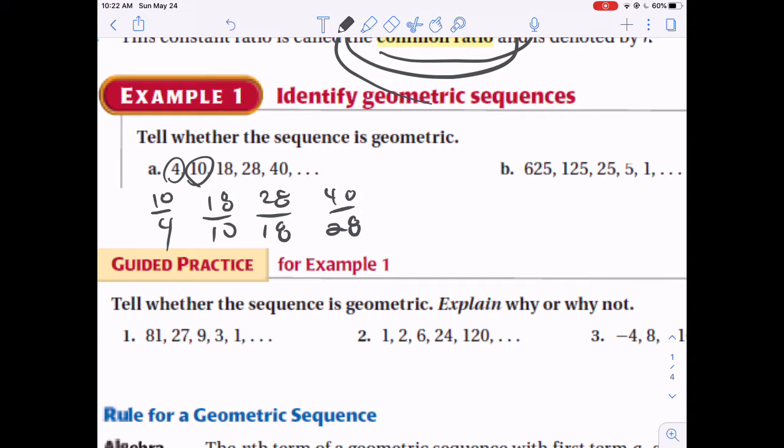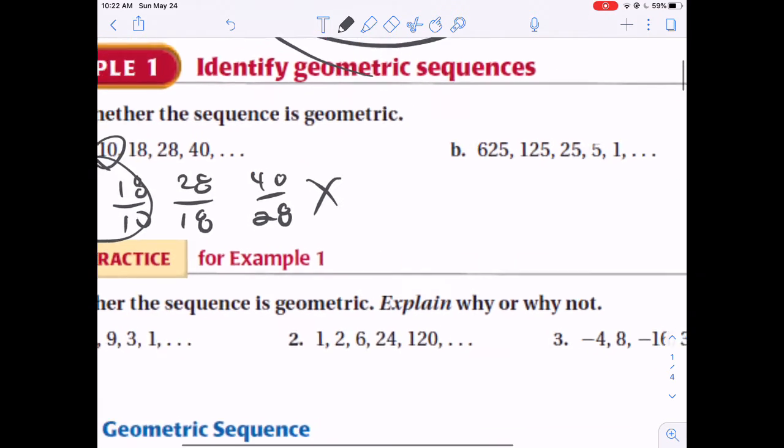So the first one's 5 halves. All right, 5 halves. Second one is 9/5. So already these aren't the same. So that is not geometric. That's no, does not work. Let's try letter B here.